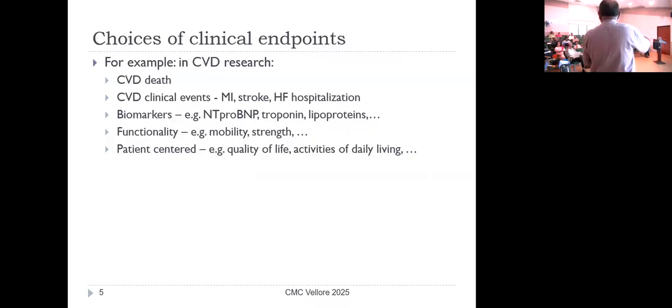Can they walk 6 meters, or for 10 minutes, how far can they go? Or sometimes patient-centered outcomes. Like, I don't care if I've had this or that, as long as I can go on with my activities of daily living. If I can play with my grandkid, if I can take a walk in the park, that's quality of life. So you can have all sorts of outcomes. Some of them, you need to think about what it is to whoever is the stakeholder of your clinical trial.